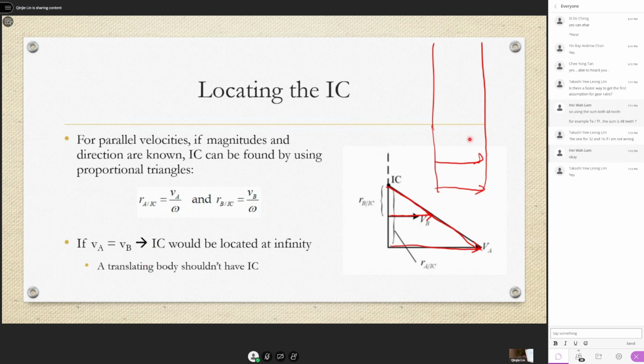Okay, basically this is describing if A and B are the same, it will be a translating body. Okay, it's not rotating.